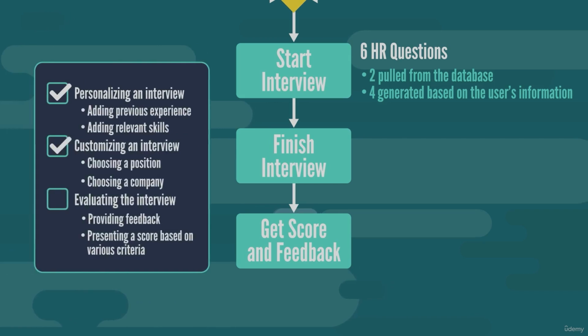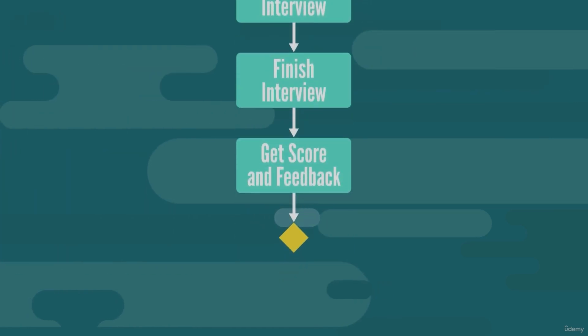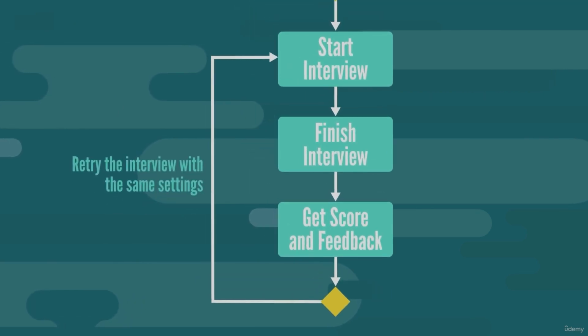After answering all 6 questions, the interviewee will be redirected to a screen that displays their score and feedback. Now that we've covered all the requirements, let's consider what happens after the user examines their feedback. We'll introduce a decision point to reflect the user's next options. The first option is to retry the interview with the same settings. This allows the user to attempt the interview again using the exact personal information, position, level, and company.